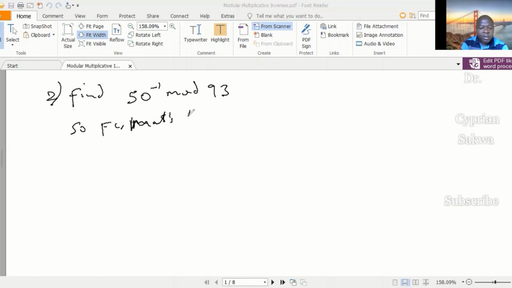Fermat's little theorem cannot be used, and the reason is that 93 is not a prime number. Remember that the modulus must be a prime number for Fermat's little theorem to be used. What about the Euler theorem? Can it be used?